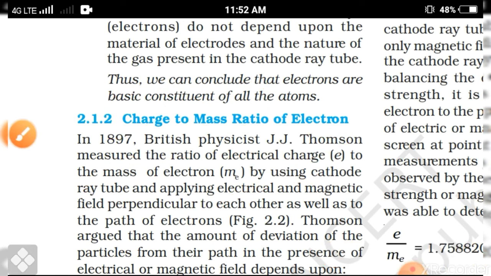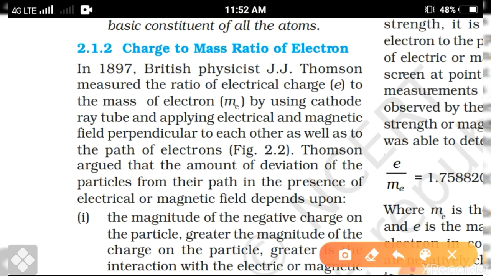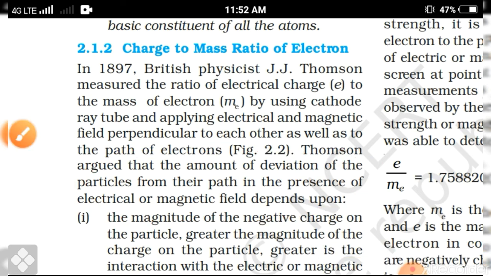Using the cathode ray tube and applying electrical and magnetic fields perpendicular to each other, we observe the path of the electrons. Thomson argued that the amount of deviation of the particles from their path in the presence of the electric and magnetic fields leads to several conclusions.